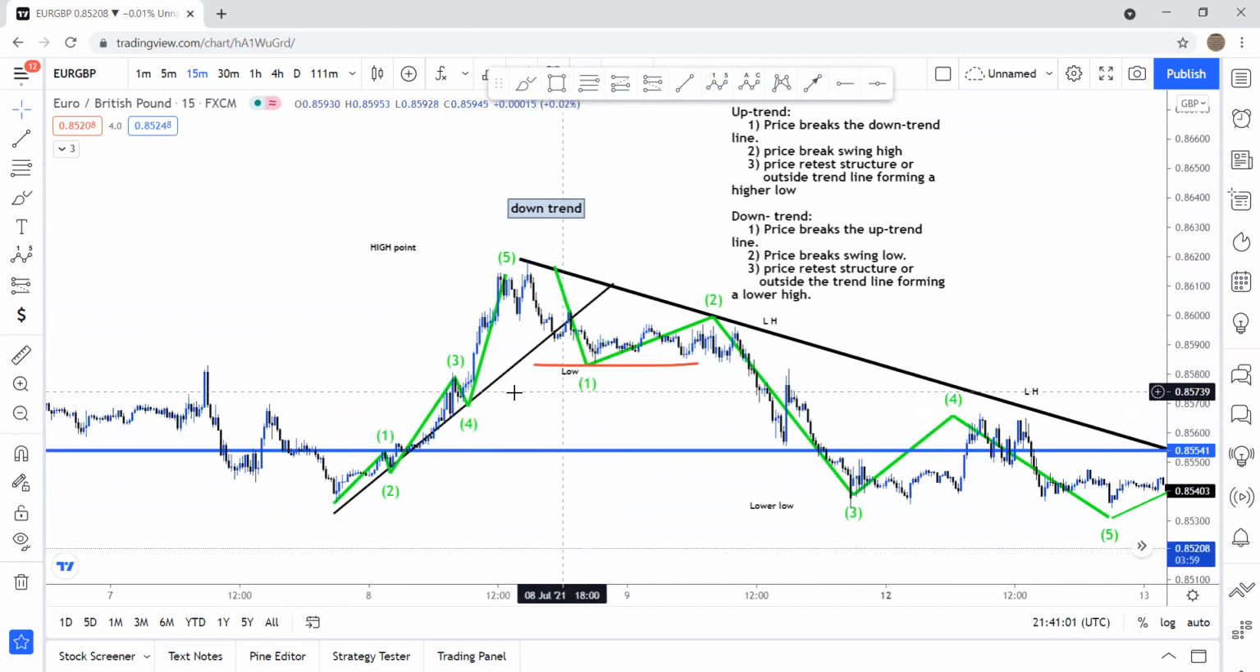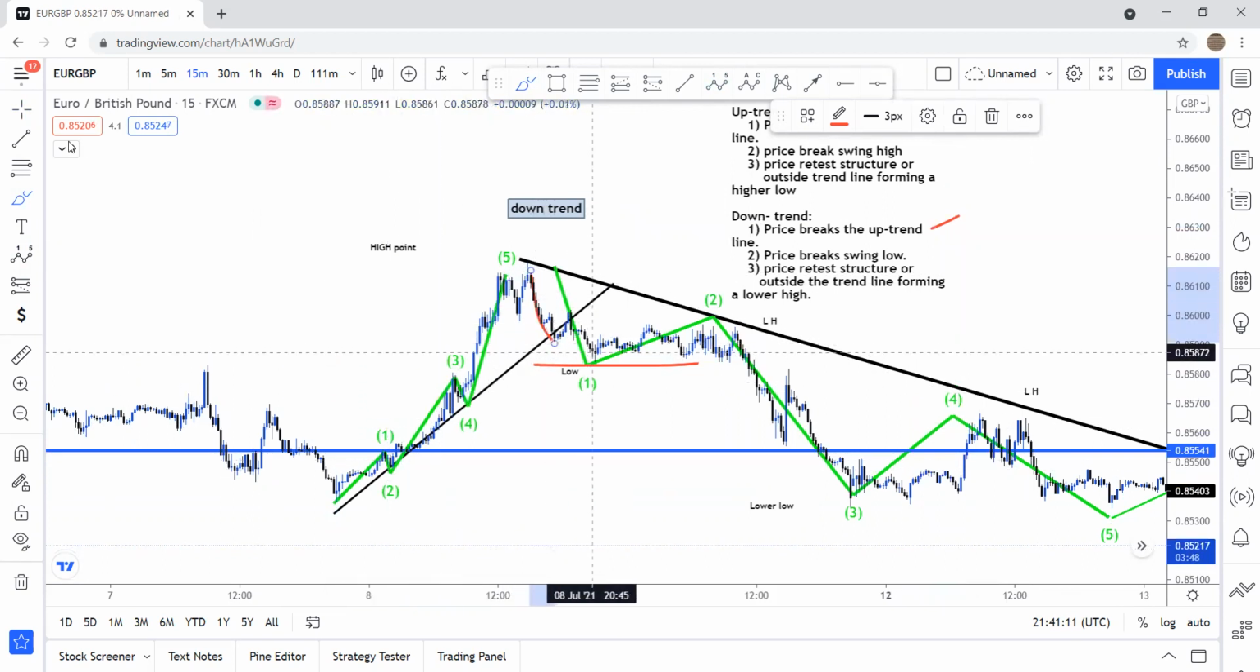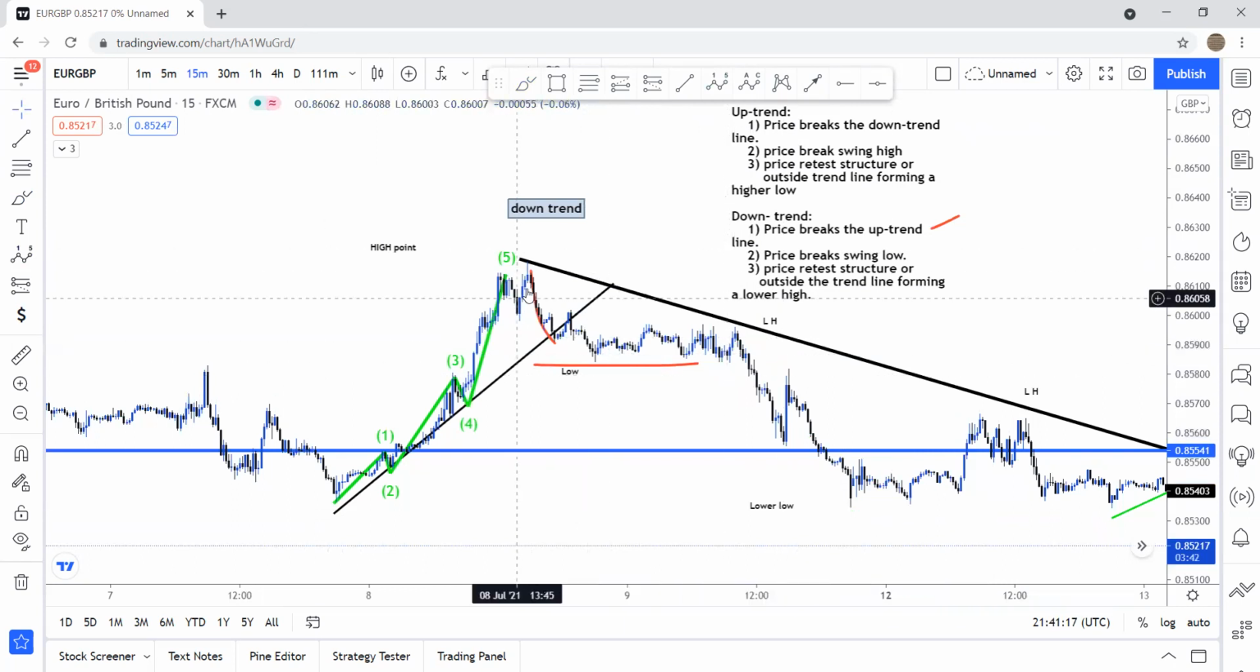So step one, for a downtrend, we need price to break the uptrend line. So this black line is the uptrend line. So look, price breaks this uptrend line. That's step one. Let me just delete this for a second, guys. So step one, we need price to break the trend line. This right here is that breakoff line. Let me draw it better. So as we can see, price came here and broke that line.